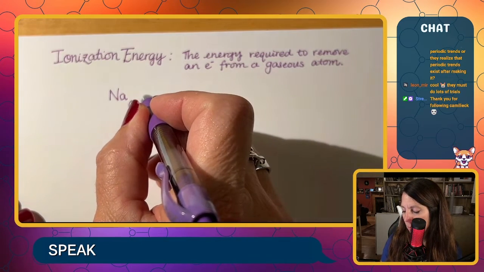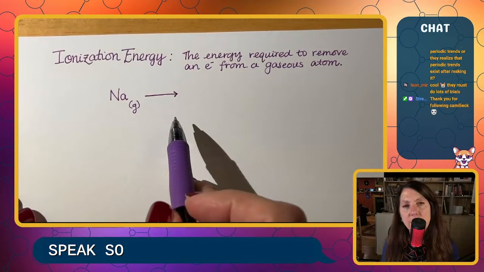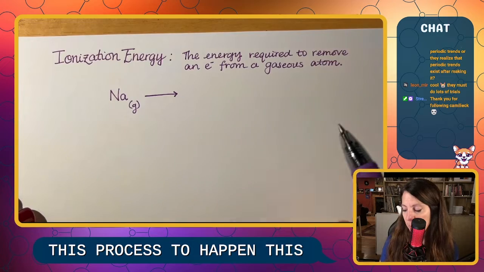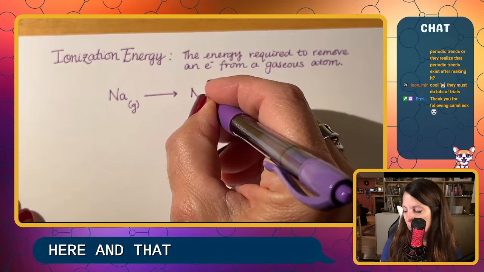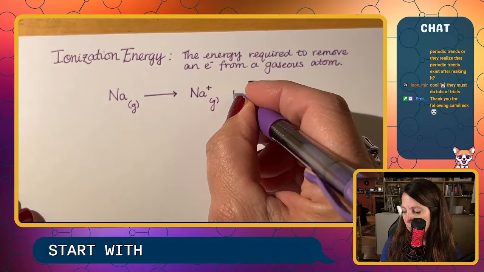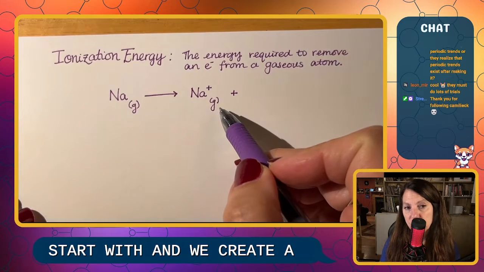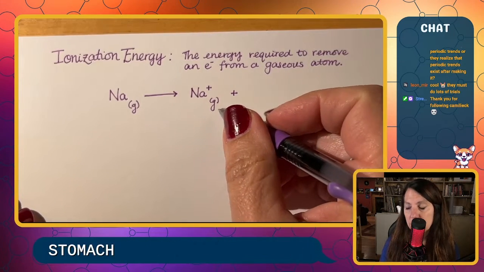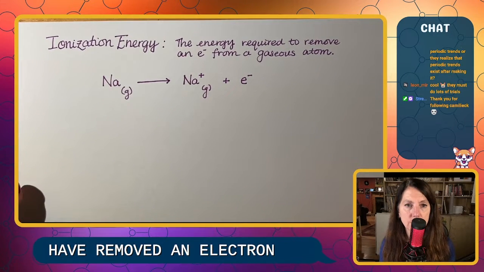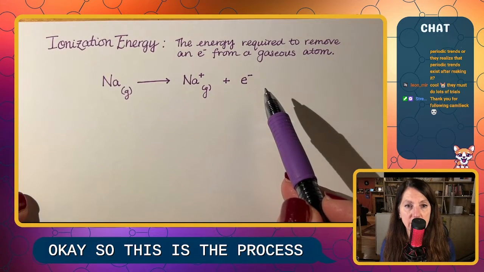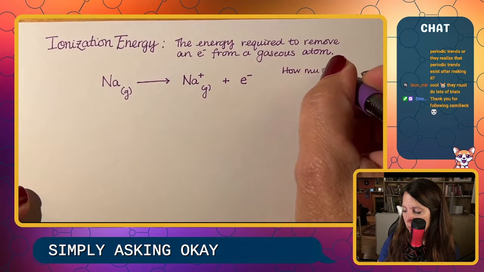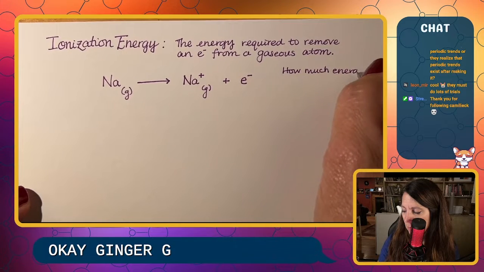Okay, so the ionization energy is how much energy is needed for this process to happen, this process that I'm writing down right here. We've got the neutral atom to start with, and we create a positively charged ion, still in the gas phase, and we have removed an electron. So this is the process we're talking about, and we're essentially asking how much energy was required.